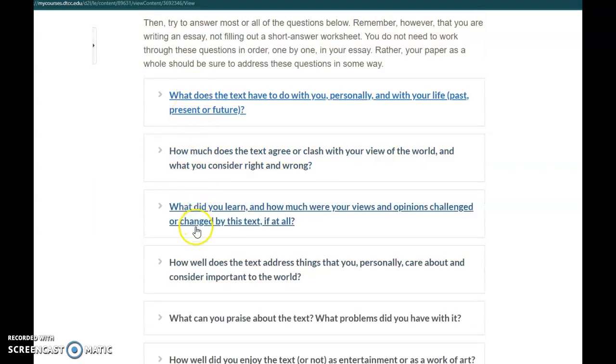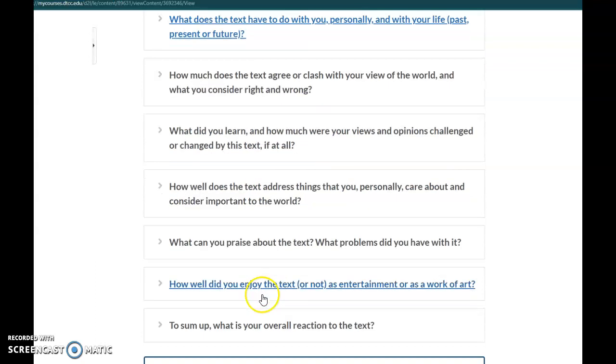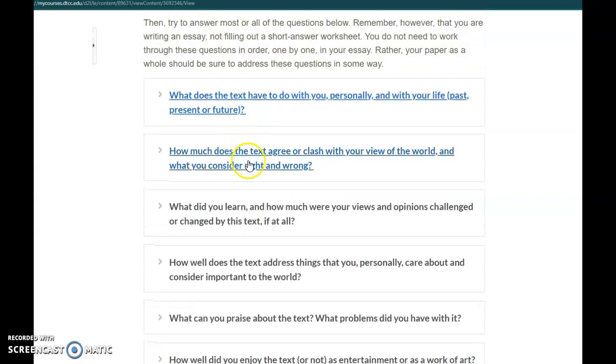If you look through all of these questions, the piece of advice I gave you in the announcement is to pick somewhere between 3 to 5. 4 to 5 might probably give you a little bit longer, because you're going to end up needing to write an essay that's 2 to 3 pages long. Think about each of these questions and write a paragraph about each. Start by responding to them with a sentence. Let's say, what does the text have to do with you personally and with your life, past, present, or future? That's a great place to start.